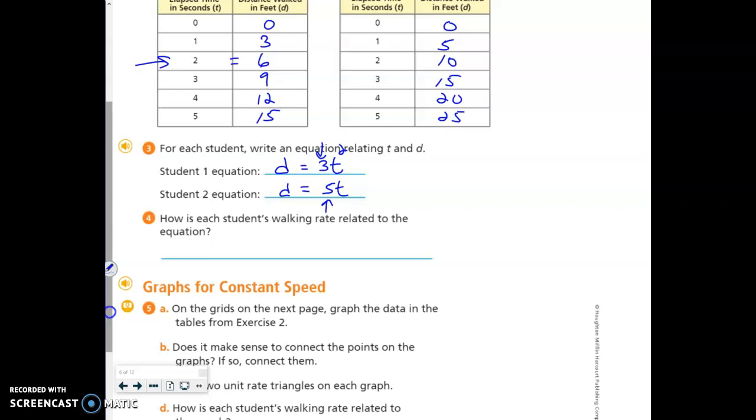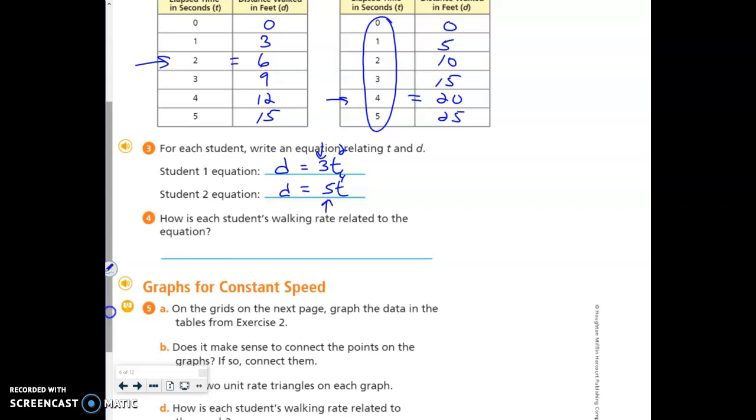Same thing for student 2. If I take a number from this T column and I plug it in, let's say I plug in the 4 and I plug it in here, we know that 5 times 4, D has to equal 20. And in this case, it does. So that's how the equation would work each and every time, and we establish that equation.